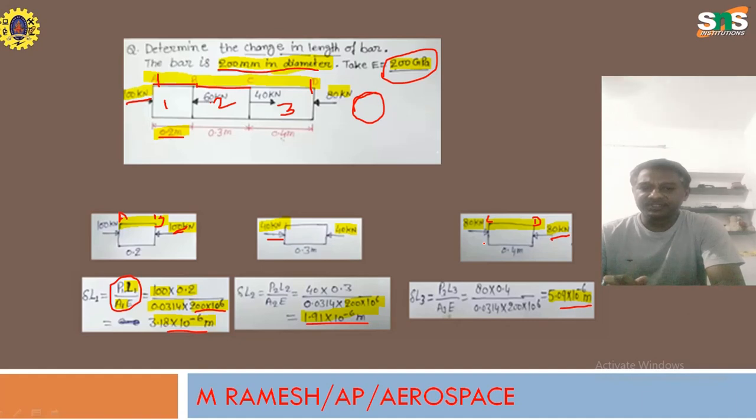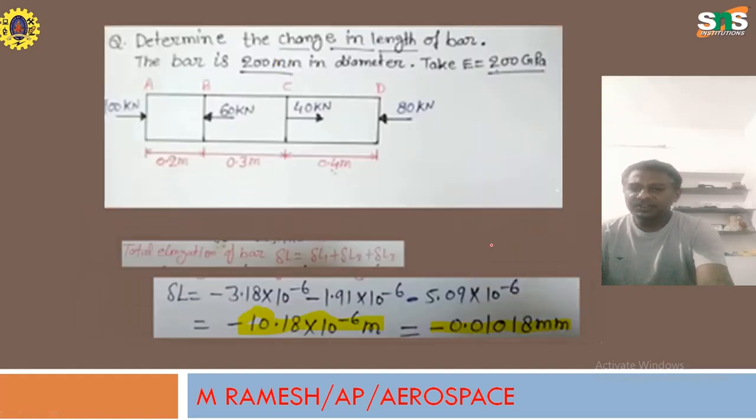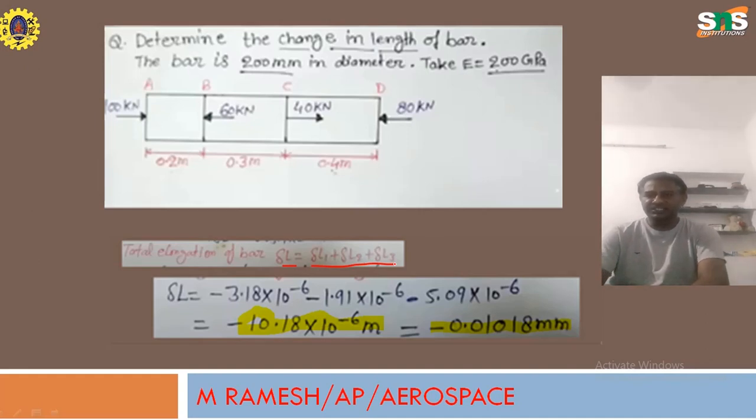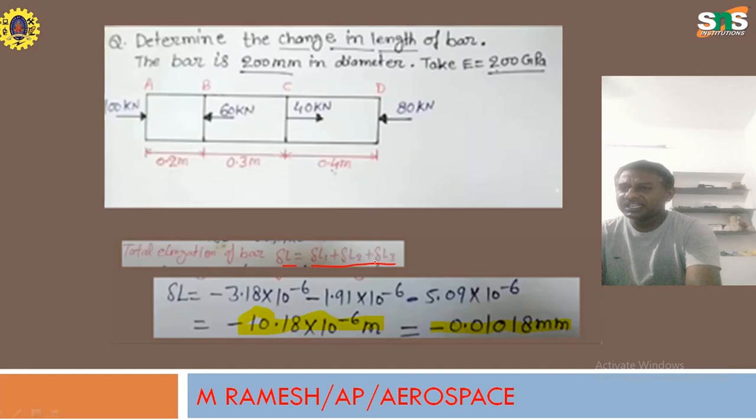But in our case, in all the cases AB, BC, CD, everything is compressive in nature. So you just sum up the total change in length, and all the segments will be reduced. The change in length is reduced in all the segments, since compressive loads are in all the segments. So how to find the total change in length? The total change in length delta L equals delta L1 plus delta L2 plus delta L3. Already found delta L1, delta L2, delta L3. We just apply the values here and get the value.